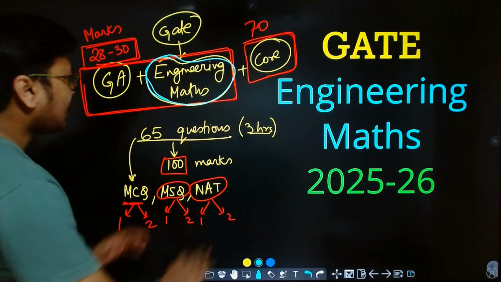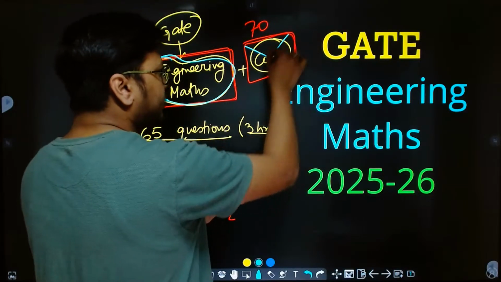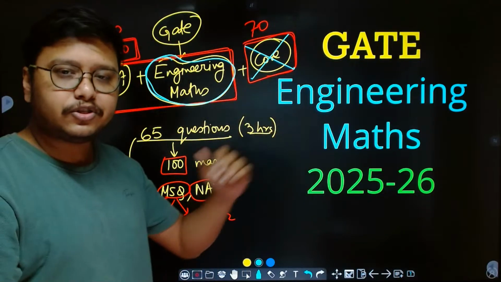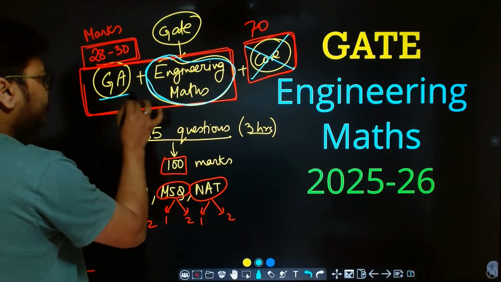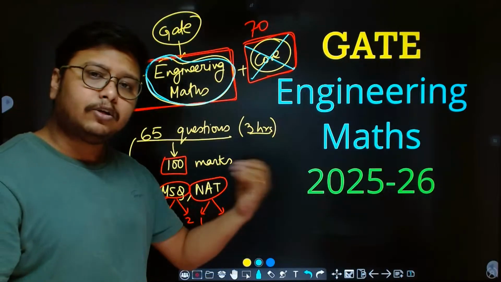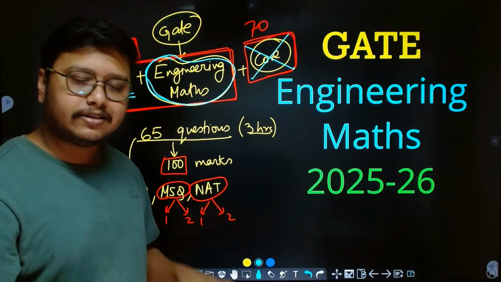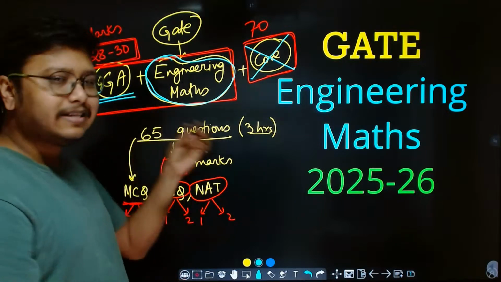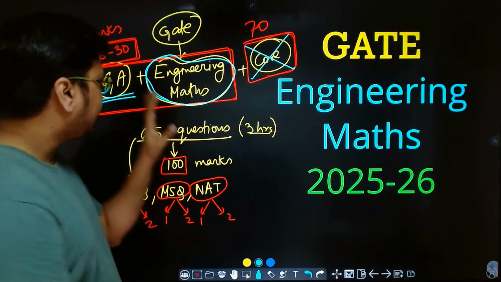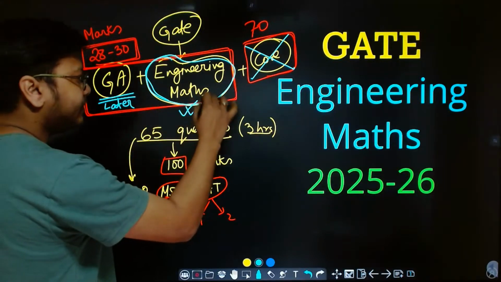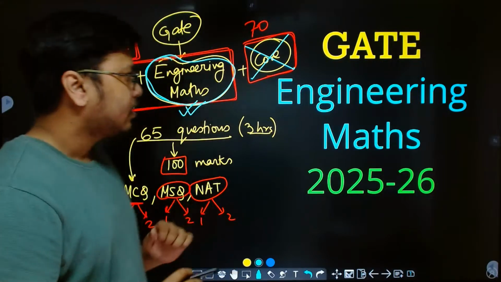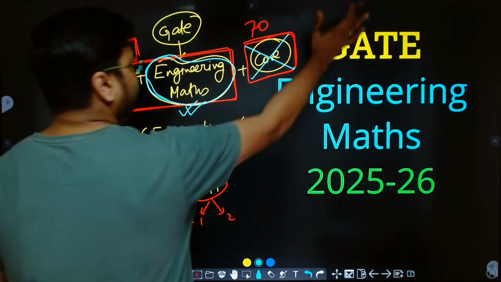Okay, I am not talking about the core portion. That will keep on changing from stream to stream. Okay, I am not talking about the GA portion right now. I will do that also in this entire series. I'll do the GA portion also because it basically comes under maths only, but I will cover this later. Okay, presently I'm only dealing with the engineering maths portion. Okay. Now there are a few more things to tell over here.